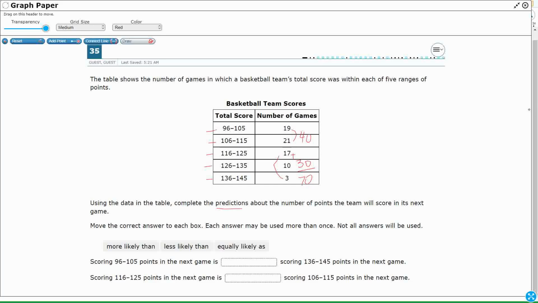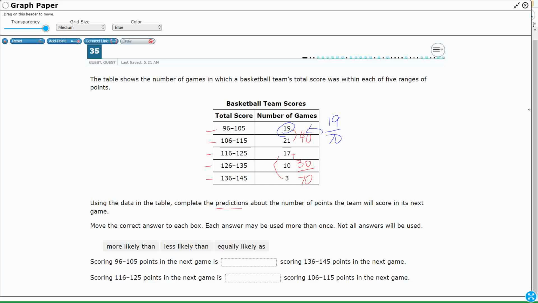Okay, so scoring 96 to 105 points in the next game is more than likely, less than likely, or equally as likely. Well, if we wanted to get technical, this is what we could do, right? We could figure out some percentages. We can convert these to percents. 96 to 105, right? So this is going to be 19 out of 70, the probability of choosing that based on this real world experiment here. But that would be very messy. We don't have a calculator.